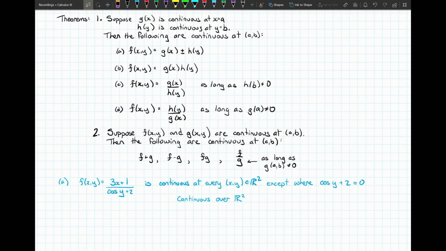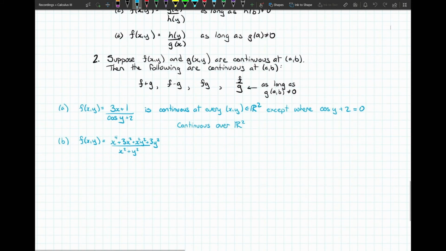Now in our second limit example, we looked at the function f of (x, y) equals (x to the 4 plus 3x squared plus x squared y squared plus 3y squared) all over (x squared plus y squared). Now, this time around we have a polynomial in the numerator, but of 2 variables in x and y. Now, luckily, as a polynomial, it would be continuous, in this case, over all of R2. And in the denominator, we also have a polynomial, and that would be continuous over all of R2 as well.